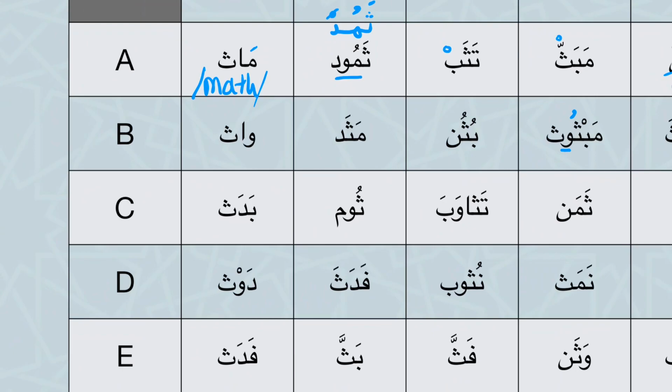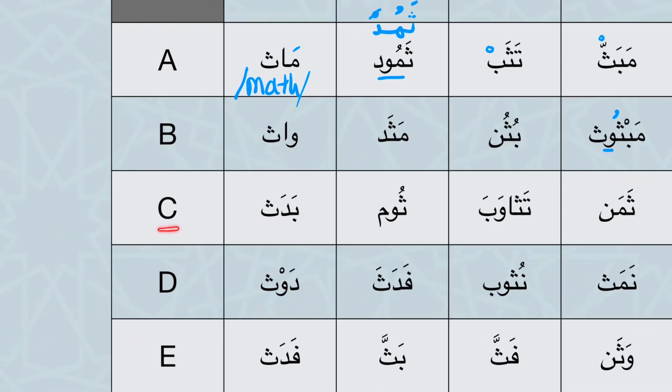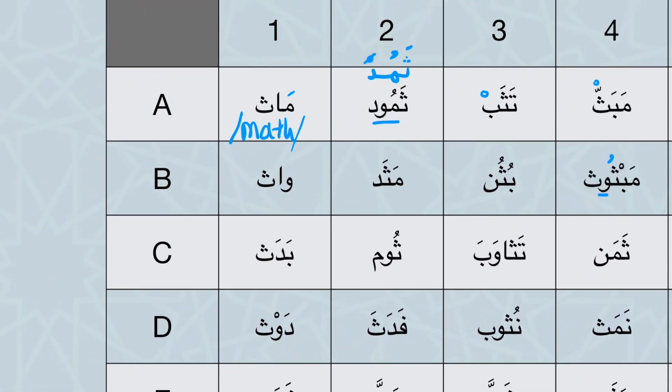Okay. Sorry, I was distracted with something. So row C, number 1 is going to be ba and da and tha, but the ba has a fatha, the da has a fatha, and the tha is sukun. And let's assume it's sukun just for the sake of clarity. So I would pronounce it as badath, badath, badath.